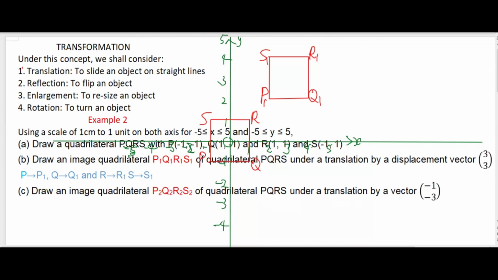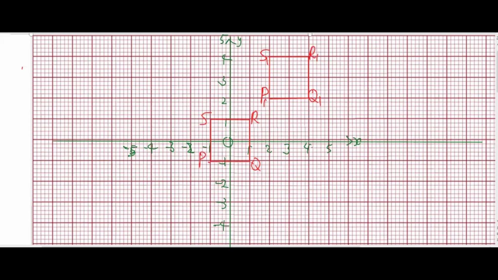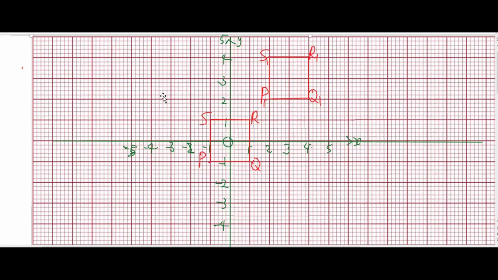So we go back to the graph. For P, -1, -3. -1 for X means 1 to the left. For Y, -3 means 3 down. So that is 1, 2, 3. So this is P2 on this point.